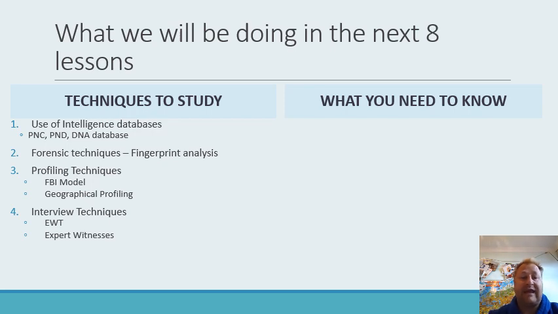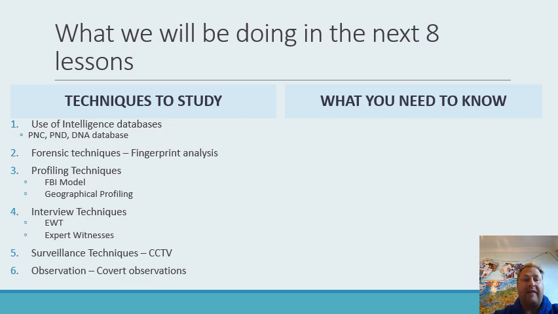Then we'll look at techniques of how we interview eyewitnesses, EWT, eyewitness testimonies, the use of expert witnesses in courts and collecting the evidence. And then we'll look at CCTV, which we've done a bit of, and then covert observation, spy stuff, but like counter-terrorism, really, not like James Bondy. But if you want to watch James Bond movies as well, that's great.